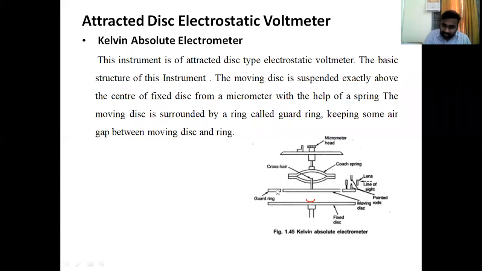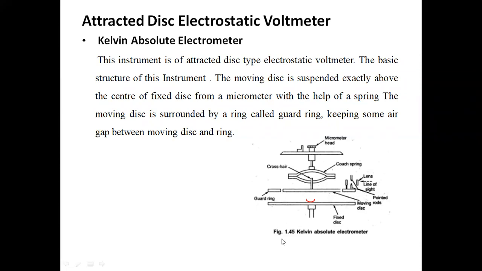We have created a certain amount of air gap here. So this is about the construction perspective of the attracted disc type electrostatic voltmeter. How can we analyze the working? The applied voltage is connected with respect to the moving disc, in between the fixed disc and the moving disc.